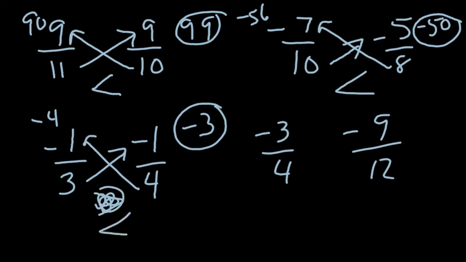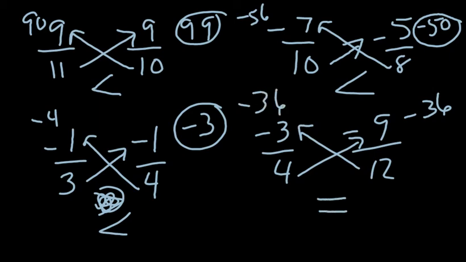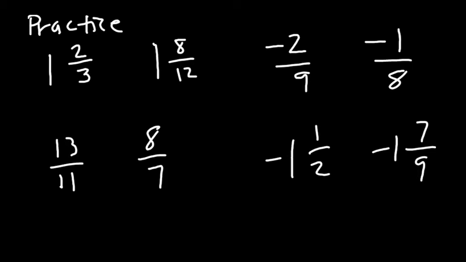Okay. 4 times negative 9 is negative 36. 12 times negative 3 is negative 36. Equals. Okay, time to practice. When you get your answers done, turn the tape back on. Here's the answers. Hope you got them all right.